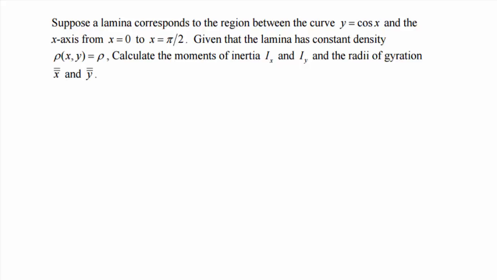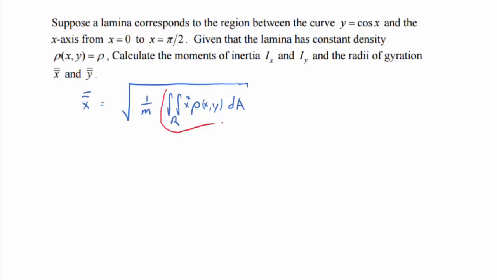Okay, just a reminder here what x double bar is. It's the square root of 1 over the mass times the double integral over the region which corresponds with the lamina of, well, we have to throw in an x squared here, and then the density function, rho of xy dA. And this guy right here is I sub y, because remember, x is measuring a distance from the y-axis.